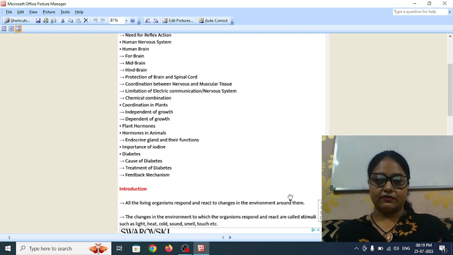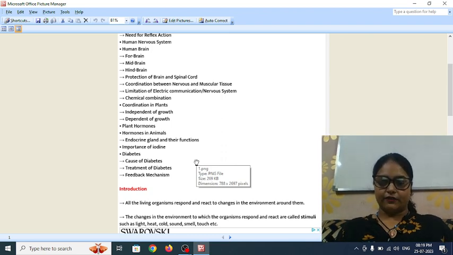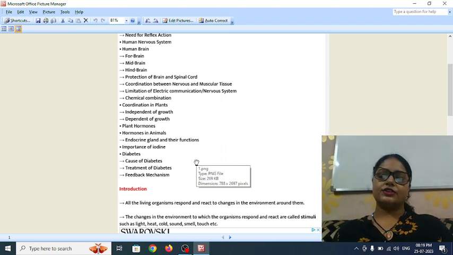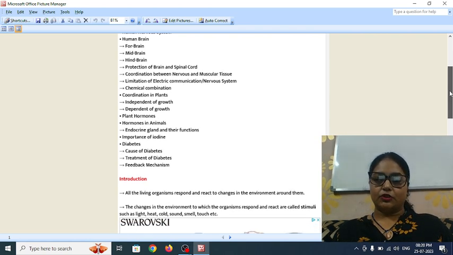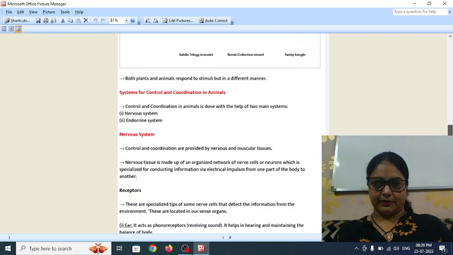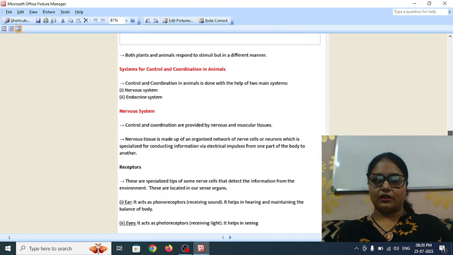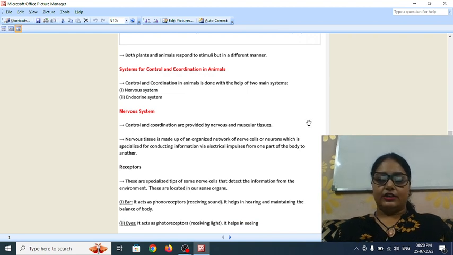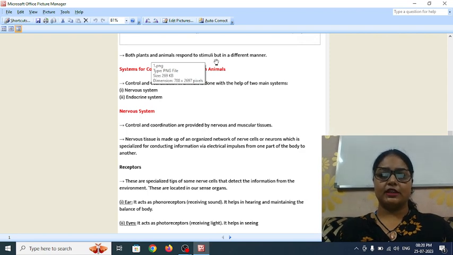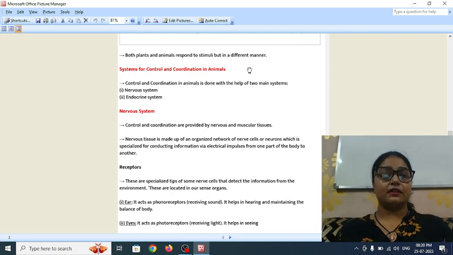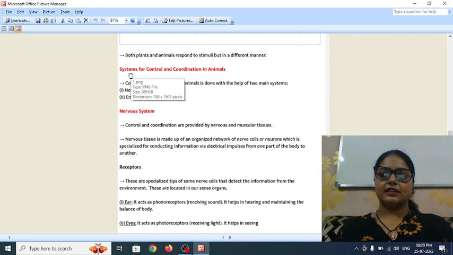It means when we are feeling the heat and the cold, we protect ourselves from the environment, and we find a shade. And if we smell something bad, we put our nose away from that particular thing. So these are the stimuli which initiate the response amongst the animals. Both plant and animal respond to the stimuli, but in a different manner. As you know, the animal can run, but the plant can't run. So this is a difference; some more differences we are discussing in this chapter also.